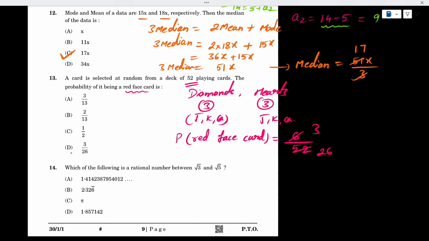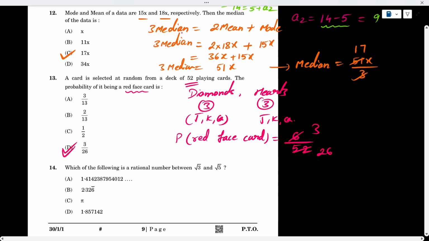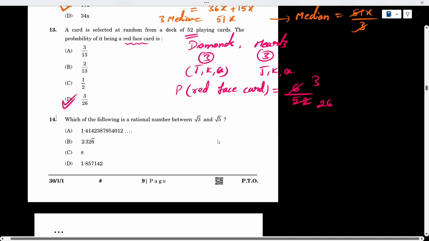So what is the right option? If you see, option number D is your right option. So this one was probability.